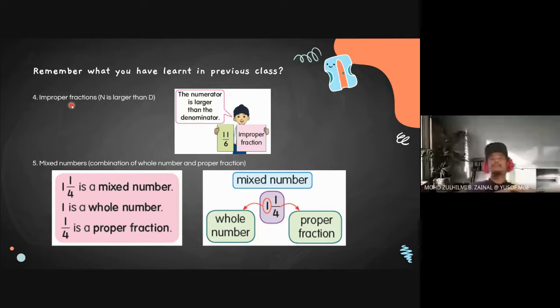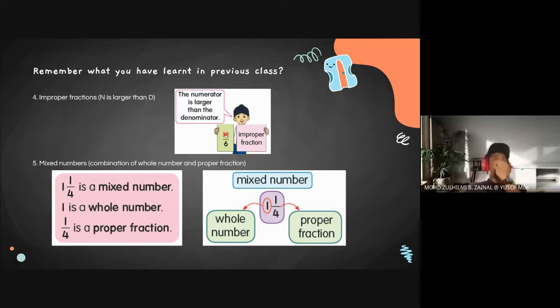Okay, thanks. Improper fraction is the opposite of proper fraction. Kalau proper fraction numerator dia smaller than the denominator, in improper fraction the numerator is larger, is bigger. The upper number is larger than the lower number. Contoh 11/6 ni. So 11/6 is an improper fraction because the numerator is larger than the denominator.